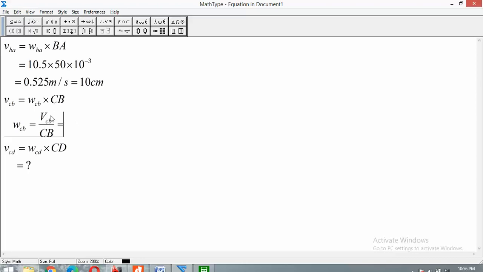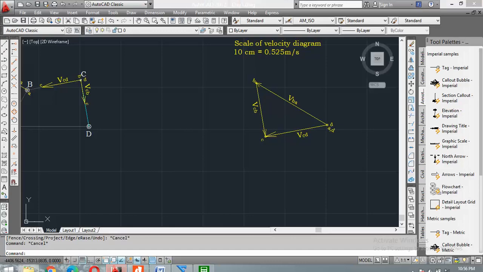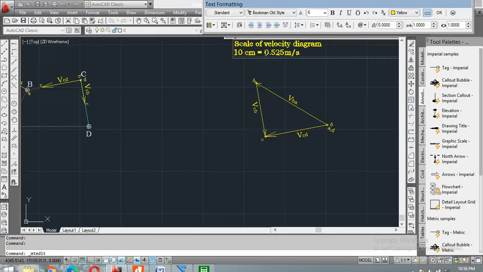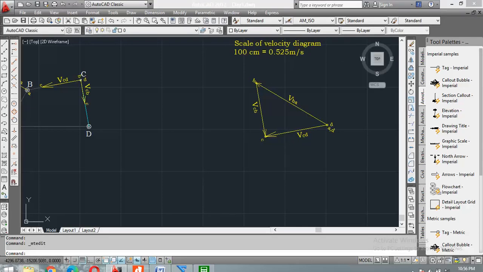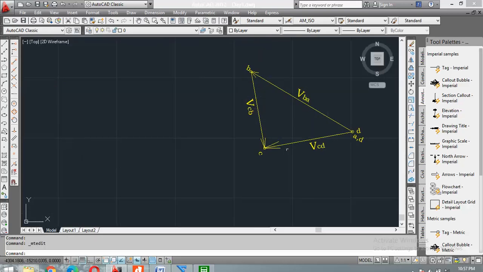Do you have this VCB? Can you find VCB from anywhere? Yes, all velocity vectors are known now. You took 10 centimeters equal to this, I have taken 100 centimeters equal to this, because as per my scale this was fitting. So VCB we can calculate from here, because in the velocity diagram all tangential velocities are known.